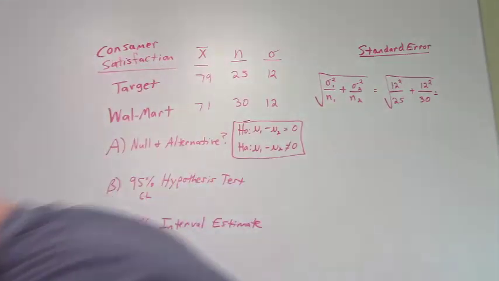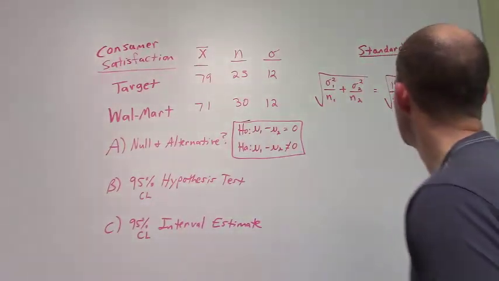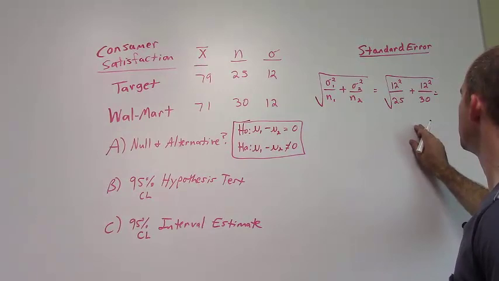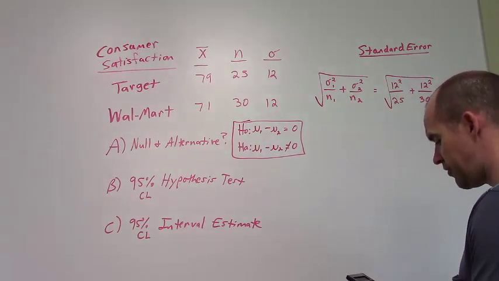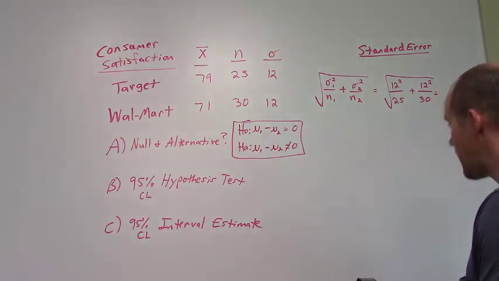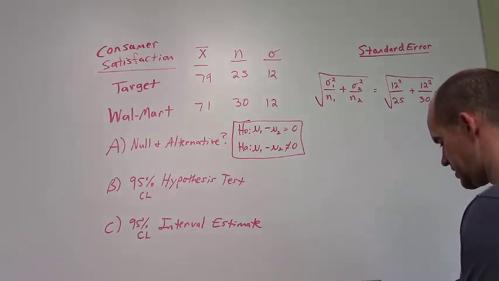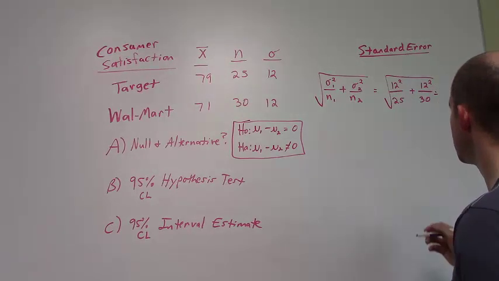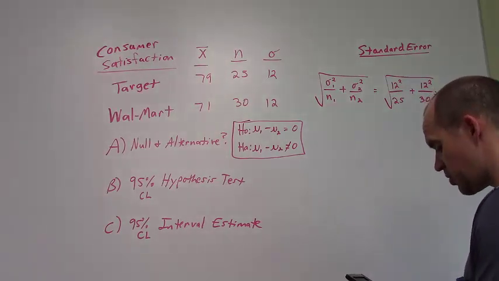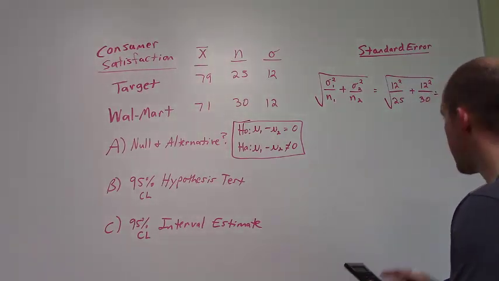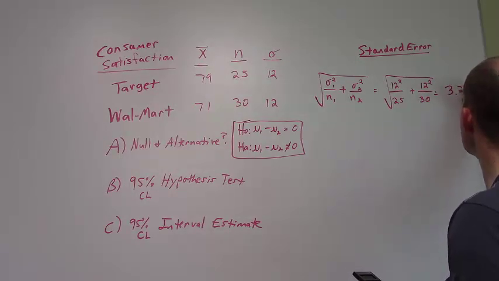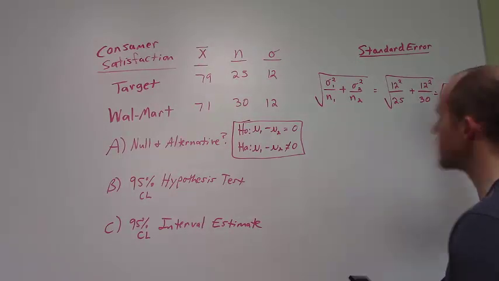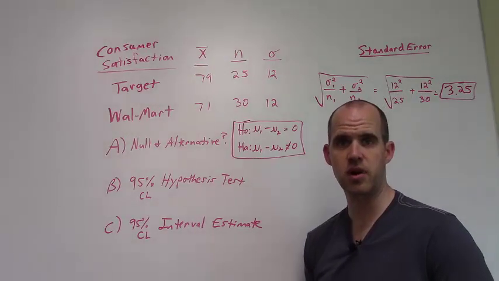We see that, doing a little bit of math, I've got 144 divided by 25, that's 5.76, and 4.8. So that gives me 10.56, and if I take the square root of 10.56, I get a value of 3.25. So that is my standard error for this particular problem.